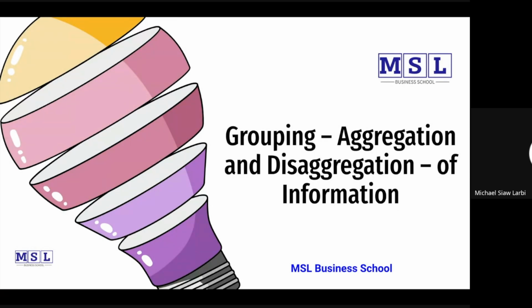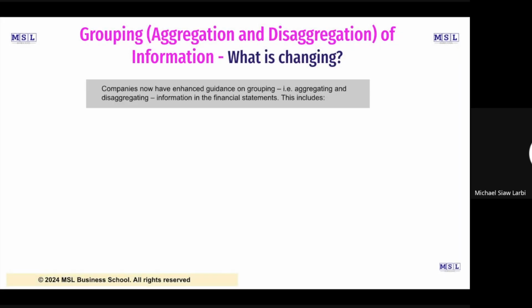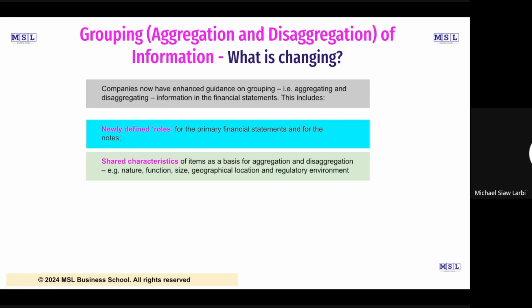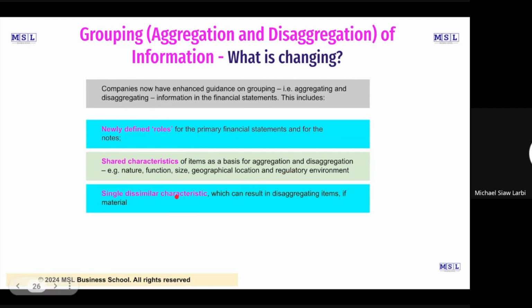Then aggregation and disaggregation. What can you aggregate, bring together? What can you disaggregate? So here, there is enhanced guidance on grouping information in the financials. So we have newly defined rules for the primary financials and the notes. We use what we call shared characteristics to group items. So are they similar by way of nature, function, size, geographical location, regulatory environment? You can use that to aggregate something or disaggregate them. Then a single dissimilar characteristic can lead to disaggregating if it's material. If they are not similar on a particular front and it's very material, you can use that to say, let's not present this line together, split them, don't lump them together, right?